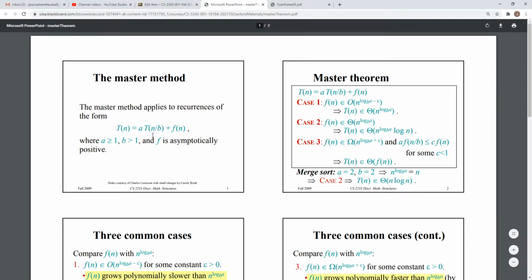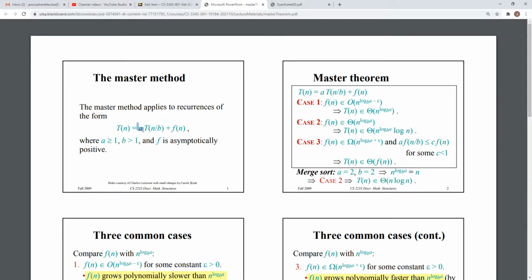Master theorem, it turns out, applies to recurrences of the form a times T of n over b plus f of n, right? So if your recurrence has this format, there's a good chance you'll be able to try master theorem on it. We'll think about when that doesn't work a little bit later. But for now, most of the time you'll be able to try master theorem to work on this guy. There's some restrictions though.